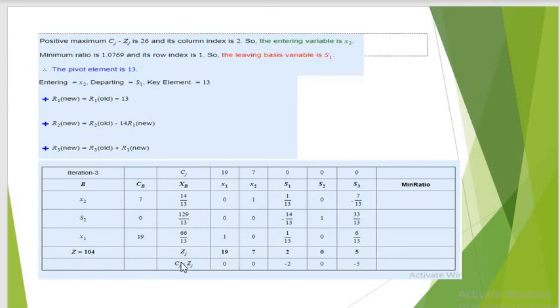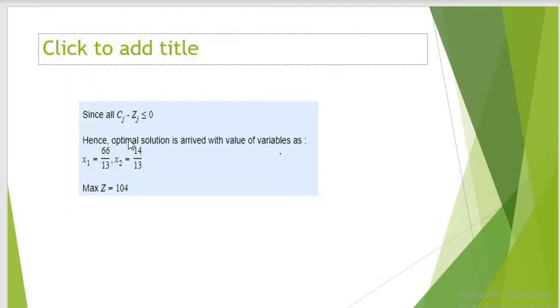Then calculate Z, then see Zj values are here, then calculate the net value Cj minus Zj, and we can see that all the values are less than or equal to 0. That indicates that the solution is optimal. Since all Cj minus Zj are less than or equal to 0, the optimal solution is arrived at with the values of the variables as x1 equal to 66 by 13, x2 equal to 14 by 13, and the maximum value is equal to 104.